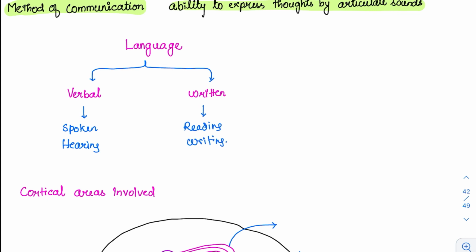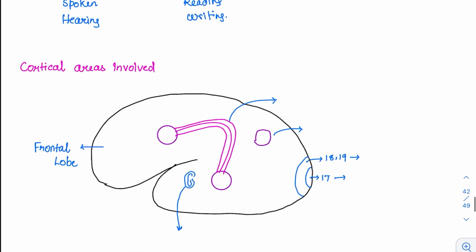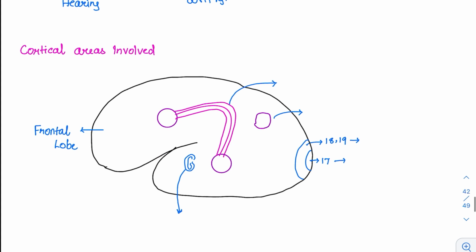Most of you know the common areas for this. That is Wernicke's and Broca's area. But I will tell you some additional areas which could be potential MCQs. So we have to remember the additional areas also. Since now you are bored with Wernicke's and Broca's, they might switch on to the next ones.